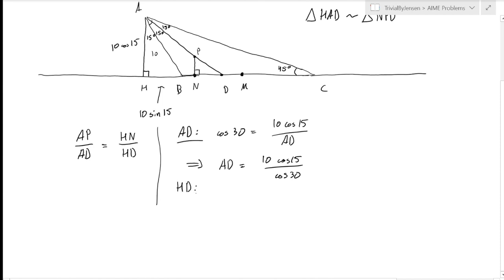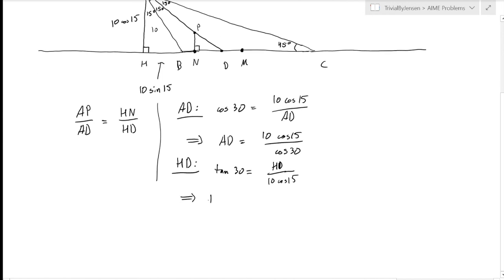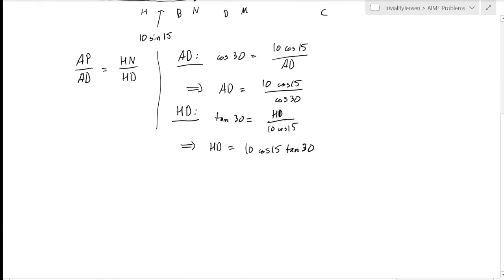Next, we'll go for HD. I skipped over HN, that'll be a little more tricky. Let's just do HD. We use the same triangle. This time, we're going to do tan 30, and that's opposite over adjacent. Then solving for HD, HD is equal to 10 cosine 15 tan 30. Awesome. Now the last side we need to find is HN.